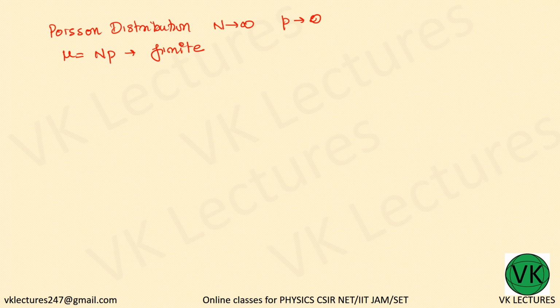Then the favorable value, P of r, the probability of getting r times in favor out of infinite trials, is equal to mu power r by r factorial into e to the power minus mu. Now mu is equal to np, so that's the mean.